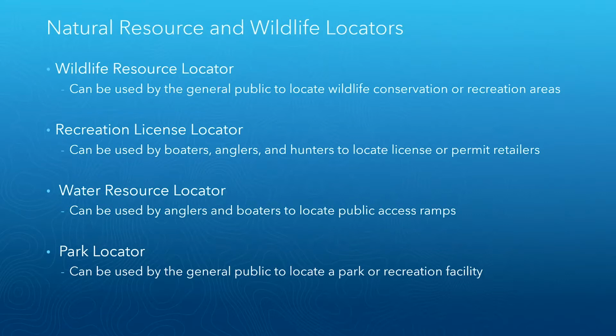If I want to figure out where I can buy a recreation license, this could be something related to boating licensing, going fishing or hunting. So where can I buy those, or where are the retailers to buy those licenses? For what we call our water resource locator, this would be, I want to go out fishing or boating. How do I find those local access ramps or fishing locations? And then finally, with our park locator, you can use this configuration to push information about a park or a facility out to the public.